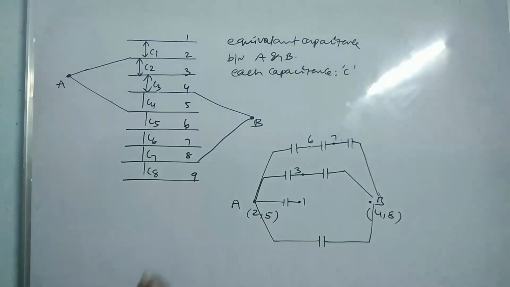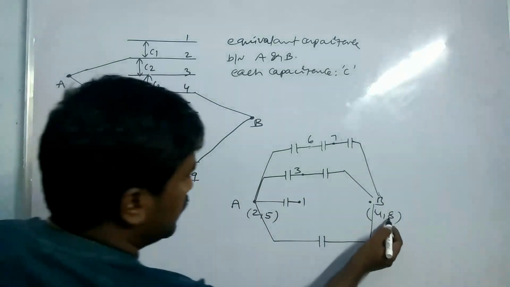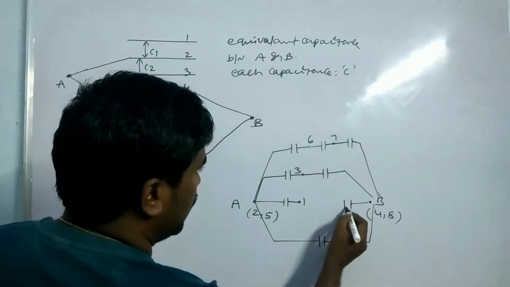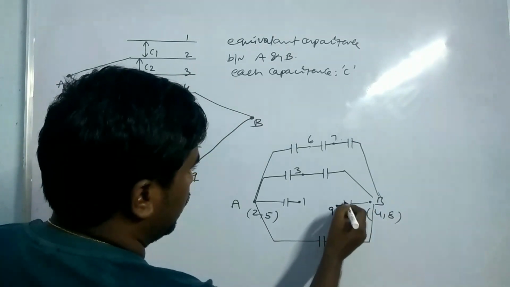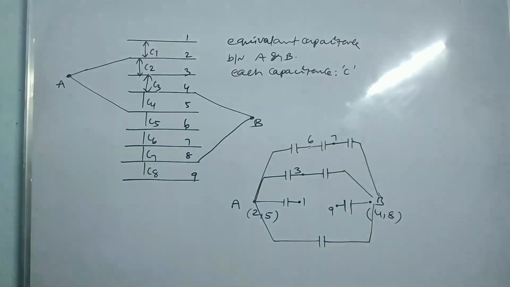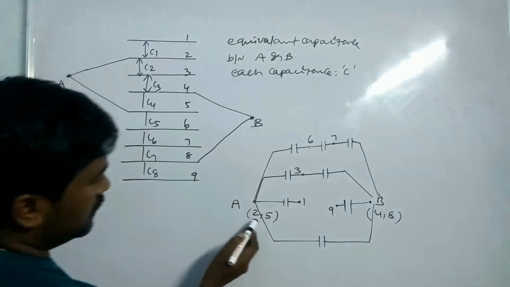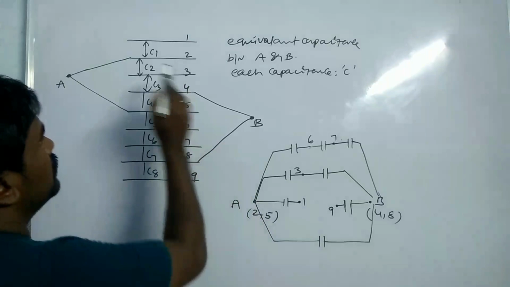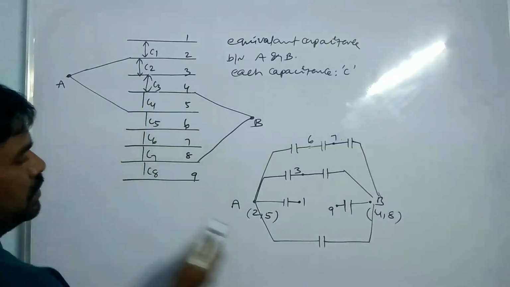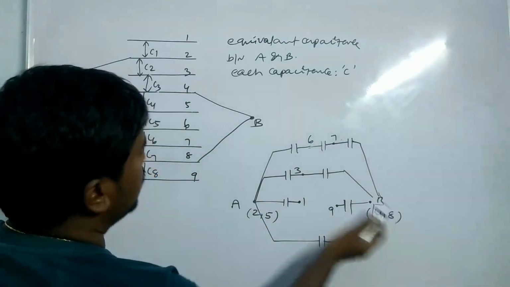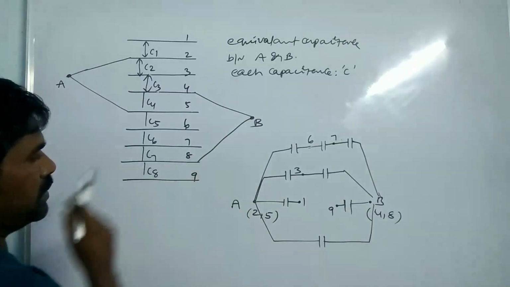And 8 and 9, there is a capacitor. Here the point is 9. Clear? So this is the connection. You have to redraw this diagram. How can we solve this? Let's check once. Point A is connected to the second plate and fifth plate. Point B is connected to the fourth plate and eighth plate.